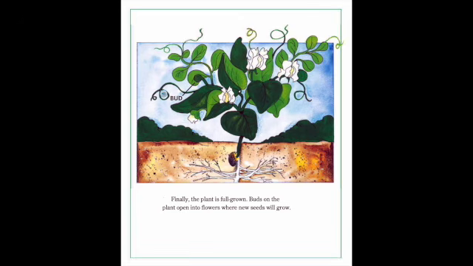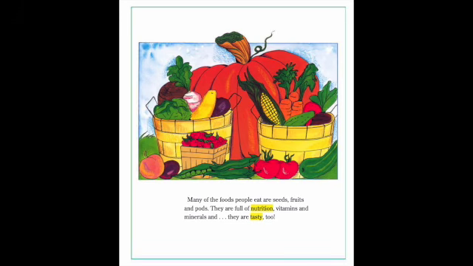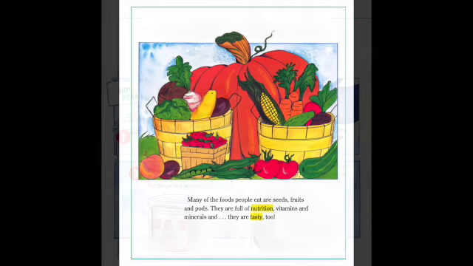Bud. Finally, the plant is full grown. Buds on the plant open into flowers where new seeds will grow. Many of the foods people eat are seeds, fruits, and pods. They are full of nutrition, vitamins, and minerals, and they are tasty too.